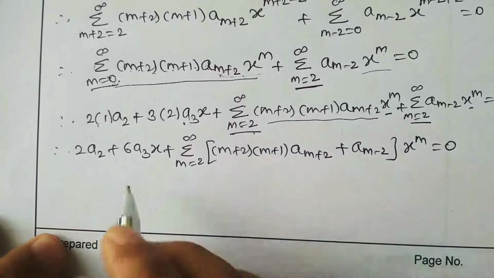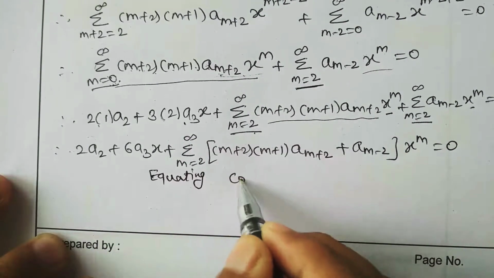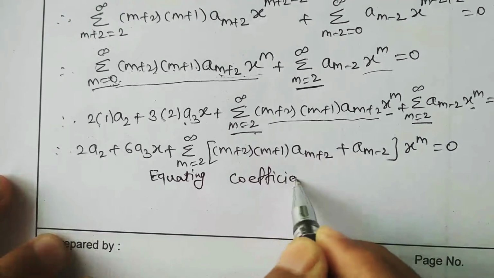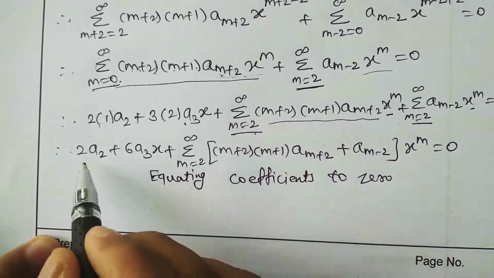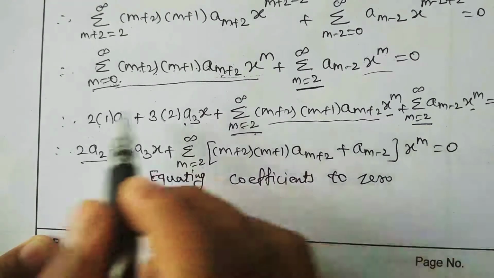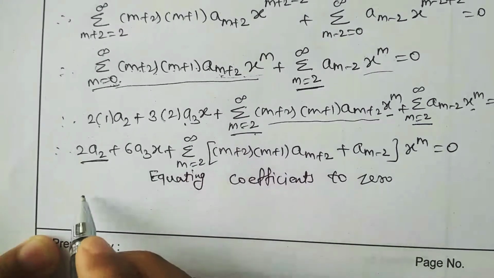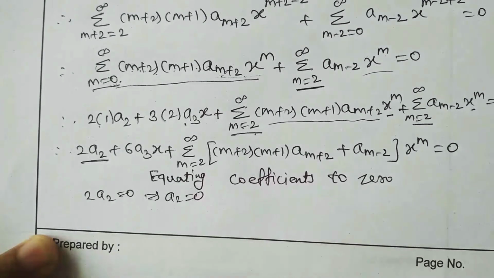Now equating the coefficients to 0. See what happens. First we equate the coefficient of the constant term. So there is only one constant term in the whole equation. This is 2a_2. So this 2a_2 equals 0. This implies the value of a_2 is 0.